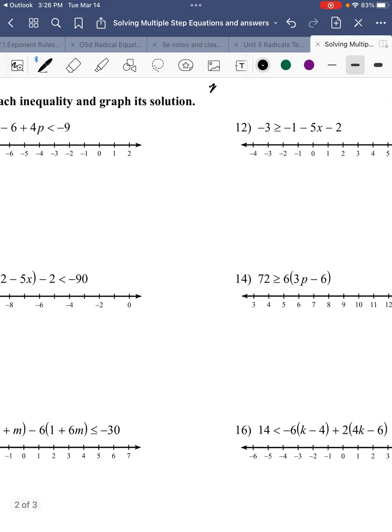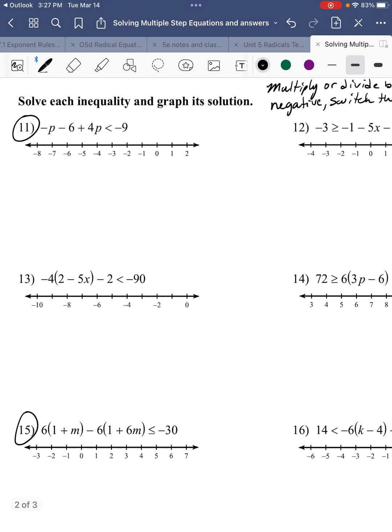Now onto the back, we have inequalities. The only difference with inequalities is that if you ever multiply or divide by a negative, we have to switch the inequality. So we have -p minus 6 plus 4p is less than -9. We're going to do the exact same as the front, gather our like terms. You have 4p and a -1p, so -1p plus 4p is 3p.